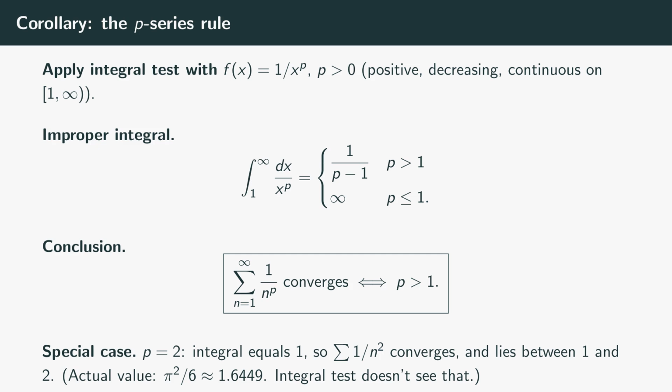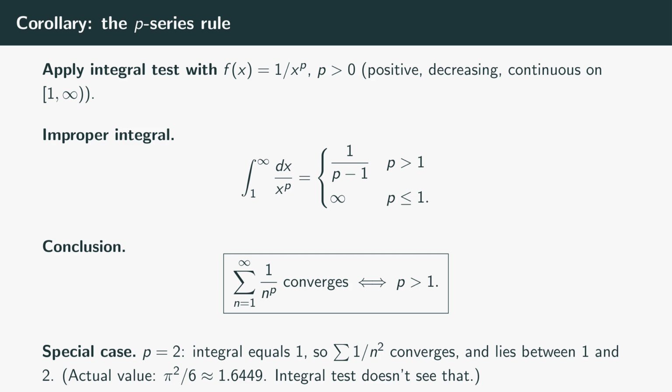Specific case, p equals 2. The integral from 1 to infinity of 1/x^2 dx equals 1. So by the integral test sandwich, 1 is less than or equal to the sum of 1/n^2, which is less than or equal to 1 plus 1, which is 2. The actual value is pi squared over 6, about 1.6449, which is indeed between 1 and 2. The integral test couldn't tell us pi squared over 6, but it confirmed convergence and bounded the value.